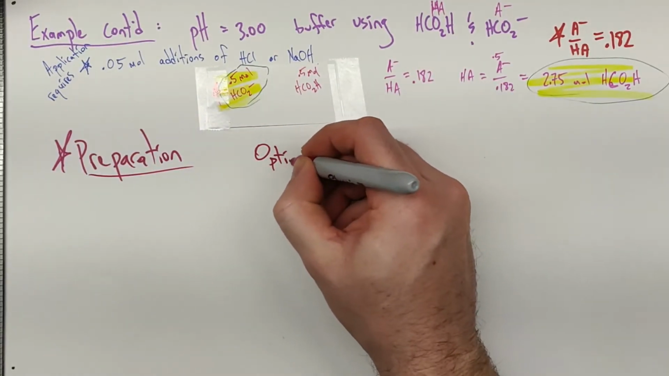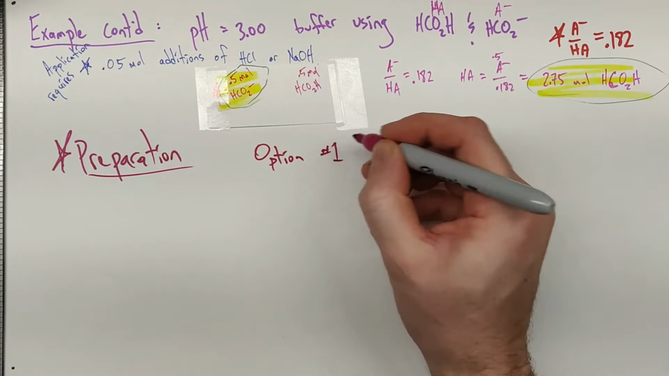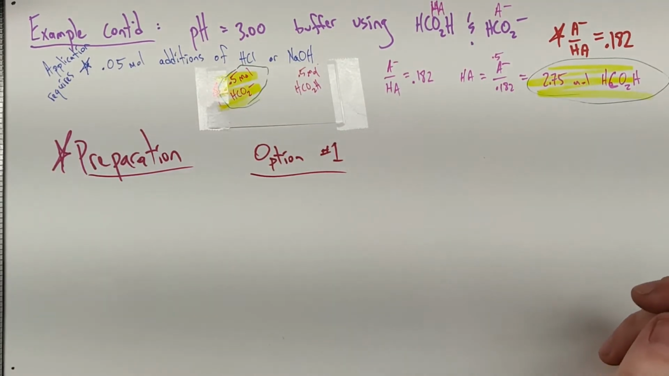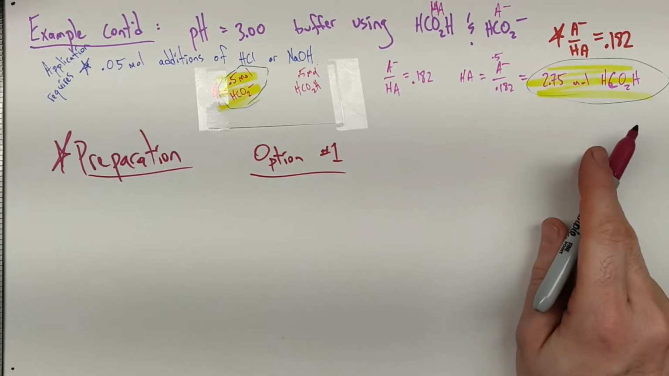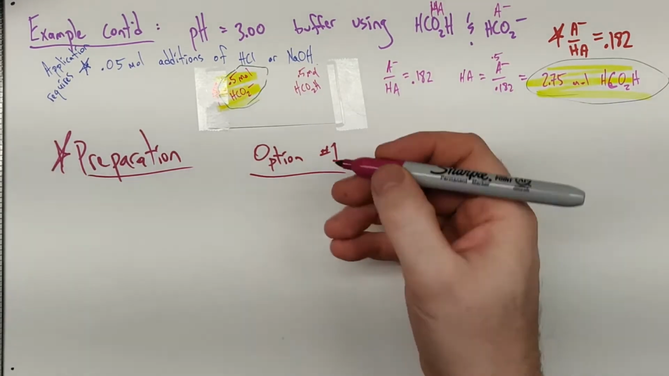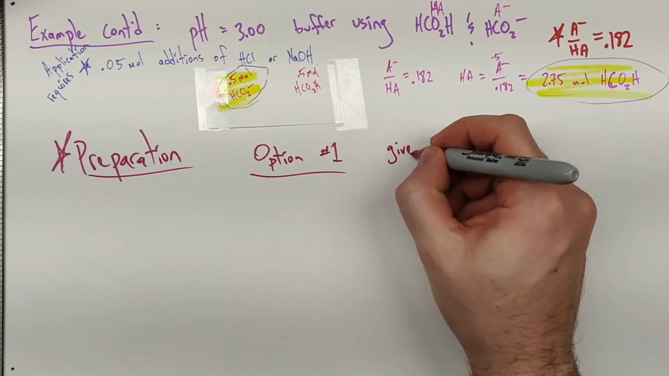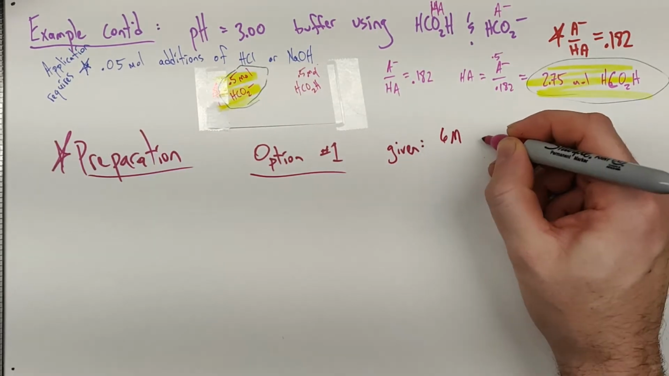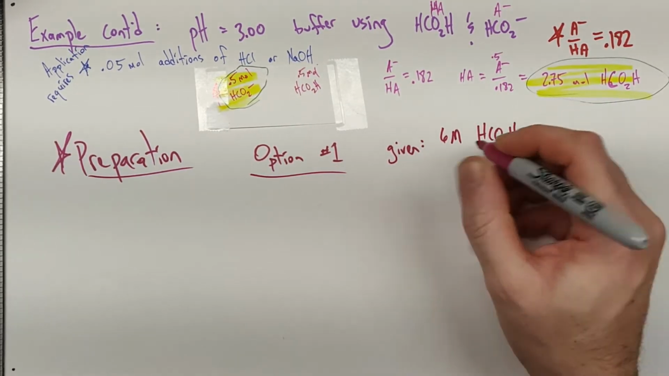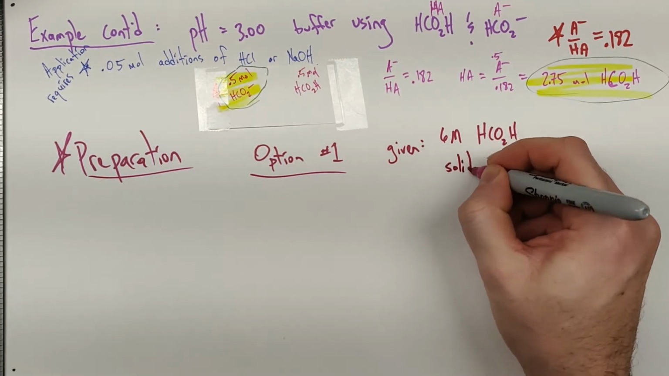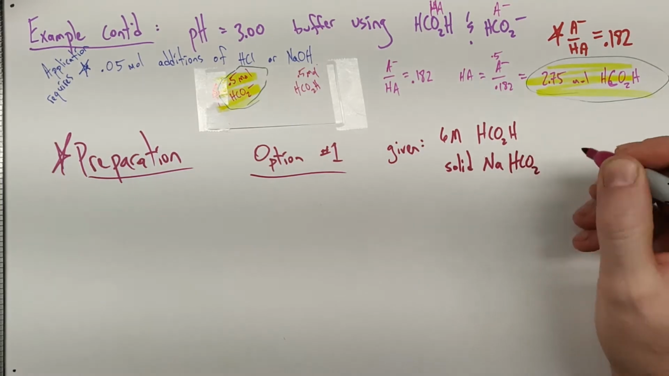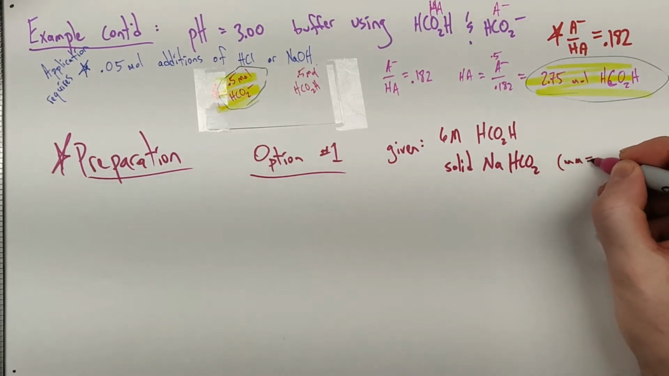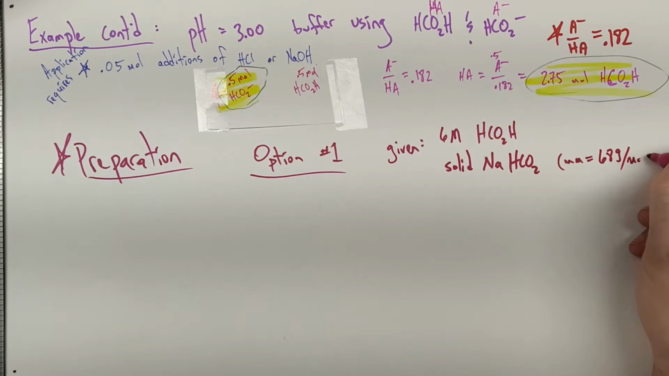So, option number 1. The cheapest brute force method we had said to make a buffer was to take a weak acid or base and its conjugate and mix them together. So that's what I'm going to do here. We're going to say option number 1, given 6 molar HCO2H and solid sodium formate, which has a molar mass of 68 grams per mole. All right, so how do we do it?